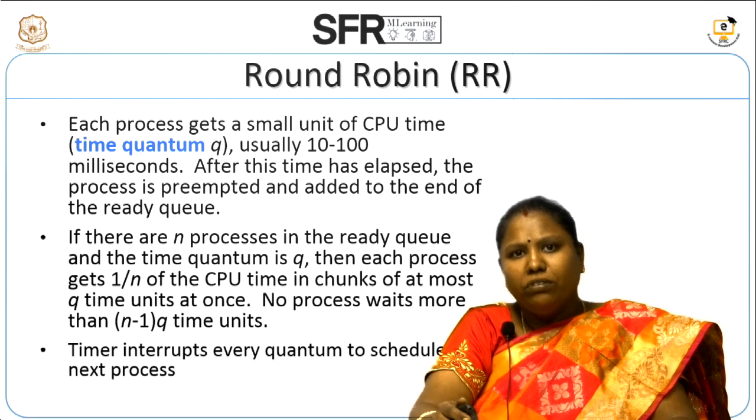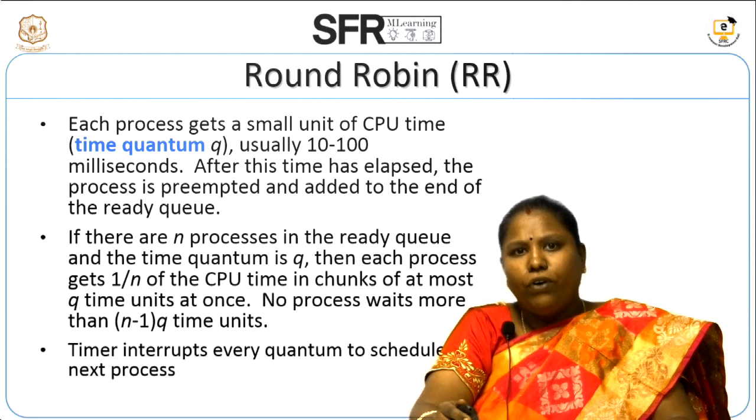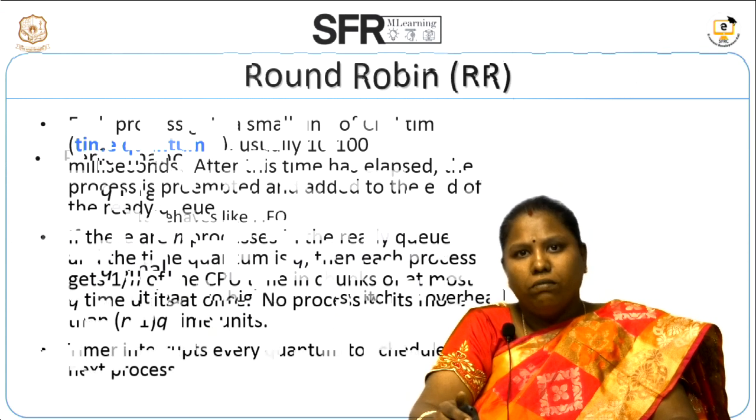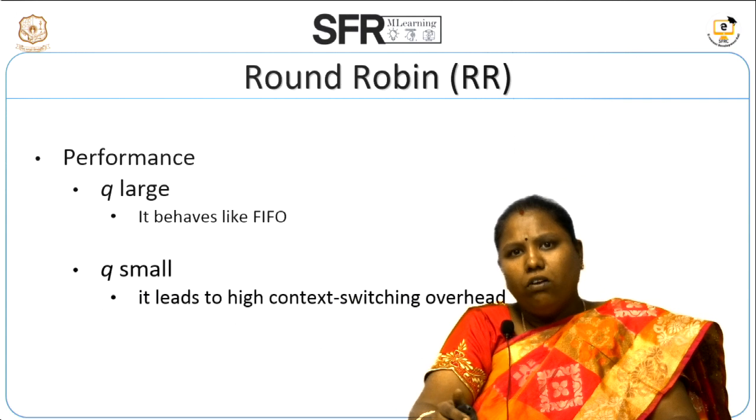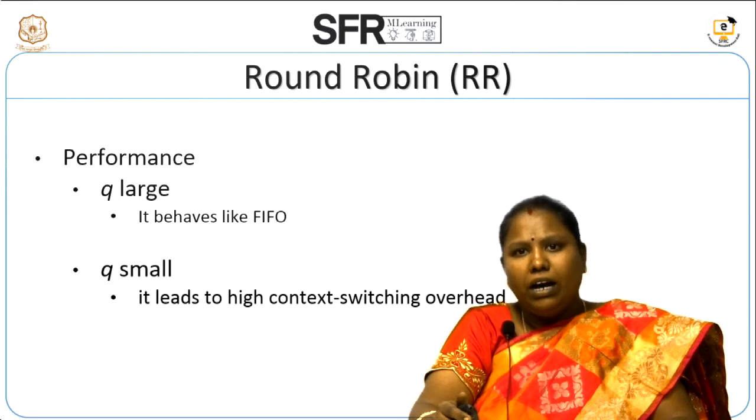If there are n processes in the ready queue and the time quantum is q, then each process gets at least 1/n of the CPU time in chunks of at most q time units. So a process waits no more than (n-1) times q time. As for the performance of round robin, if the time quantum q is very large, it behaves like first in first served. If the time quantum q is very small, it leads to high context switching overhead.